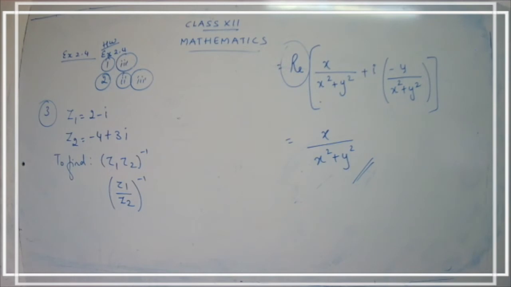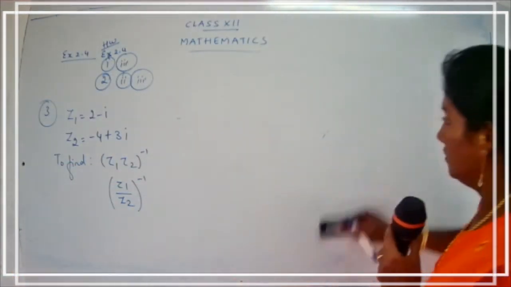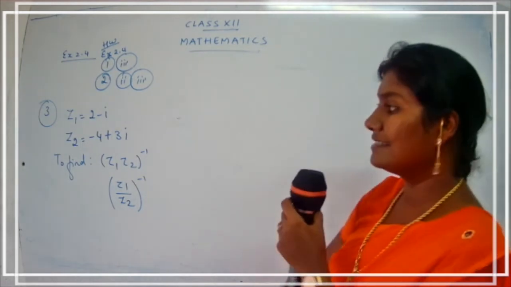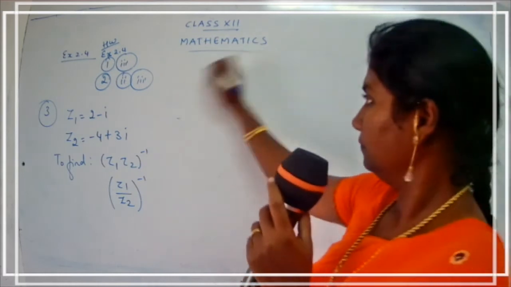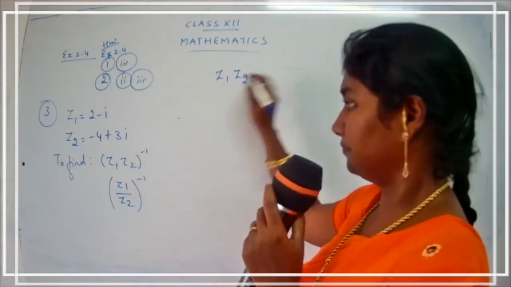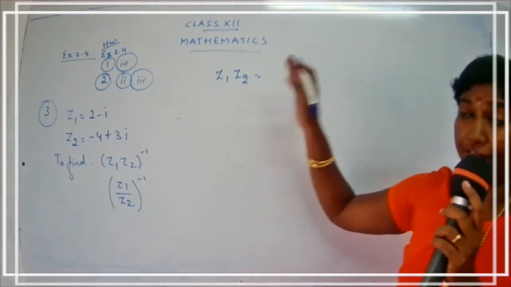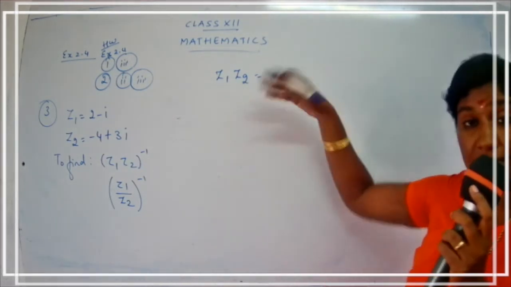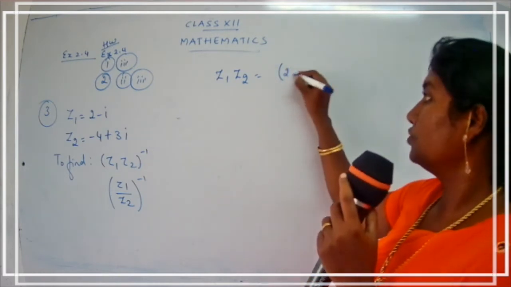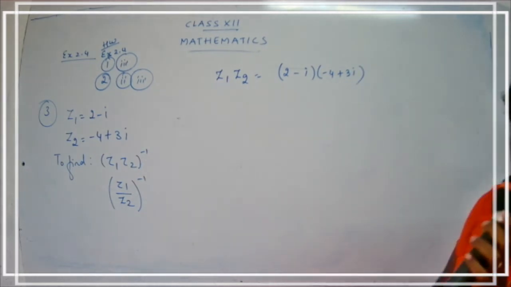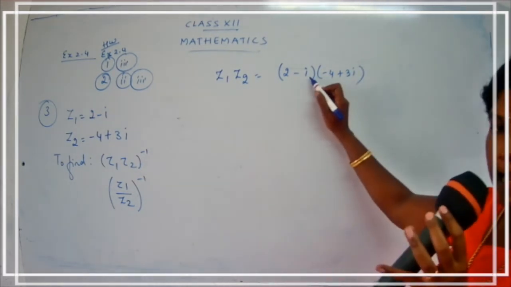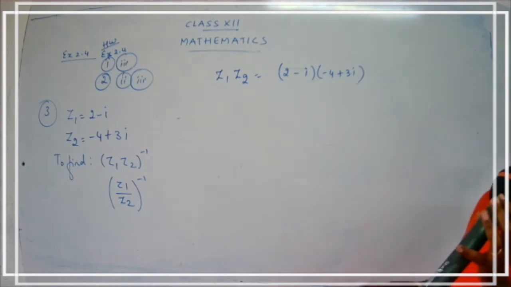Let's go for the simplification part. Shall we start with the simplification? Okay, let's do the work. So first of all, I have to find out Z1 into Z2. Without finding Z1 into Z2, we cannot find the inverse of it. So Z1 into Z2. What is the meaning of Z1 into Z2? You have to multiply Z1 with Z2. So write down the values. 2 minus i, minus 4 plus 3i. What is Z1 into Z2? 2 minus i into minus 4 plus 3i.